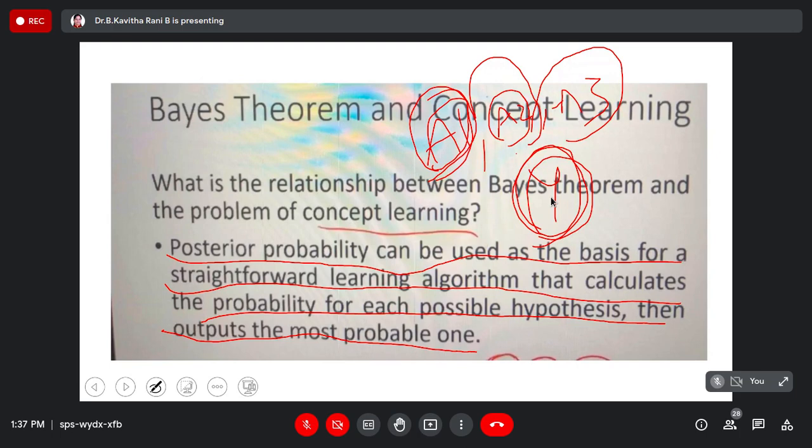For calculating that probability, or knowing the likelihood of a hypothesis to be consistent with training examples, we attach this probability concept to concept learning. To make learning easy, we will be using the Bayes theorem concept.